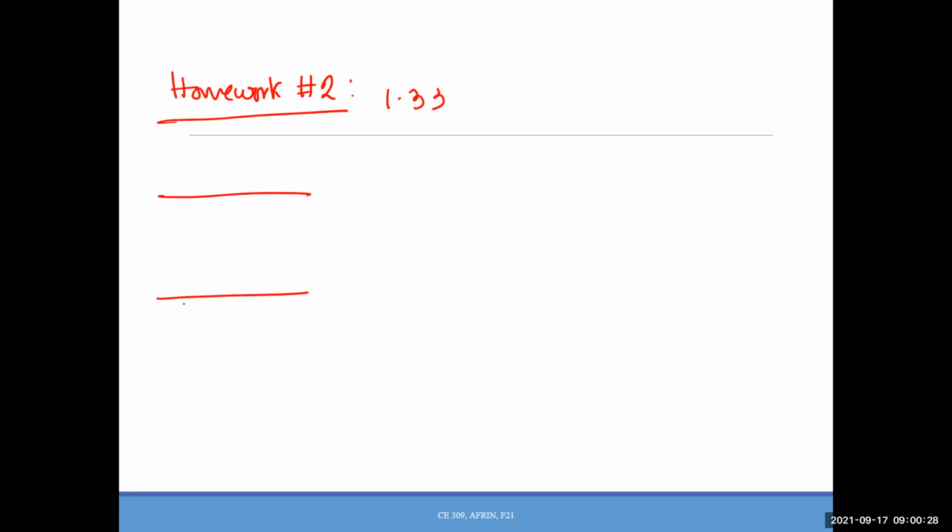Okay, so for homework 2, the first question for homework, not the first one, the second one, which is 1.33, the question is something like that. There is a fixed surface here and there is a moving plate here, okay? And in between these two plates, there is a fluid.